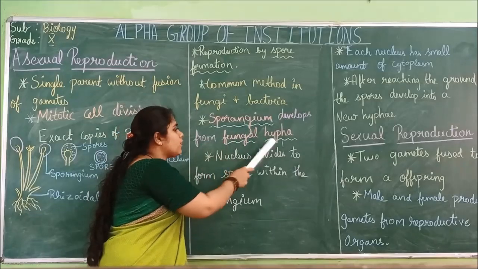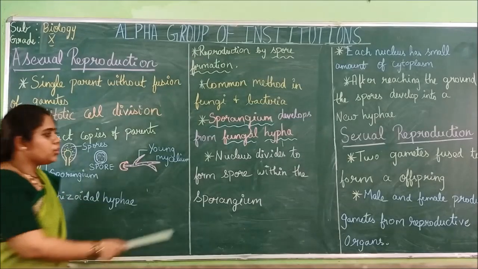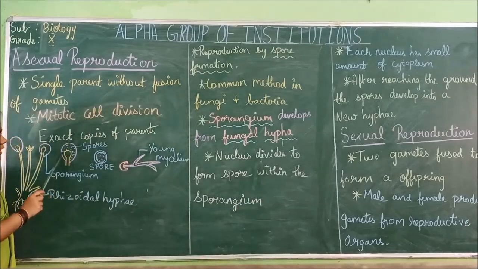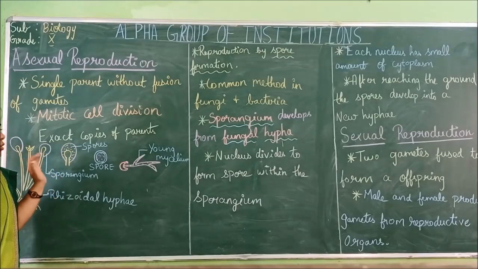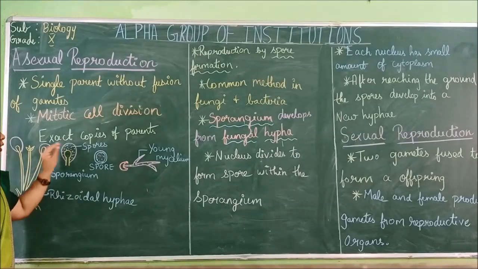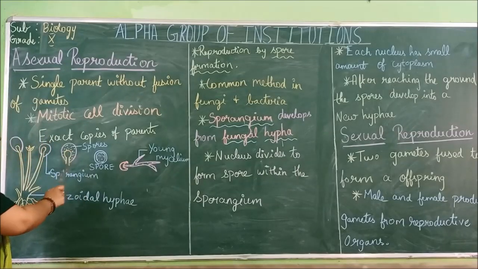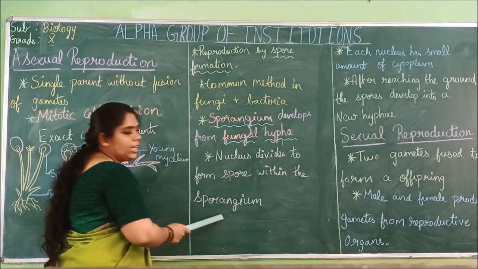The sporangium develops from fungal hyphae. Like we saw in the diagram, from the branched hyphae, a sporangium is formed. The nucleus divides to form spores within the sporangium. Inside the sporangium, many spores are present; the small dots you can see are the spores. They have nuclei. Inside this sporangium, cell division takes place. What type of division? Mitosis. Mitotic division takes place inside the sporangium, and the nucleus divides to form spores.